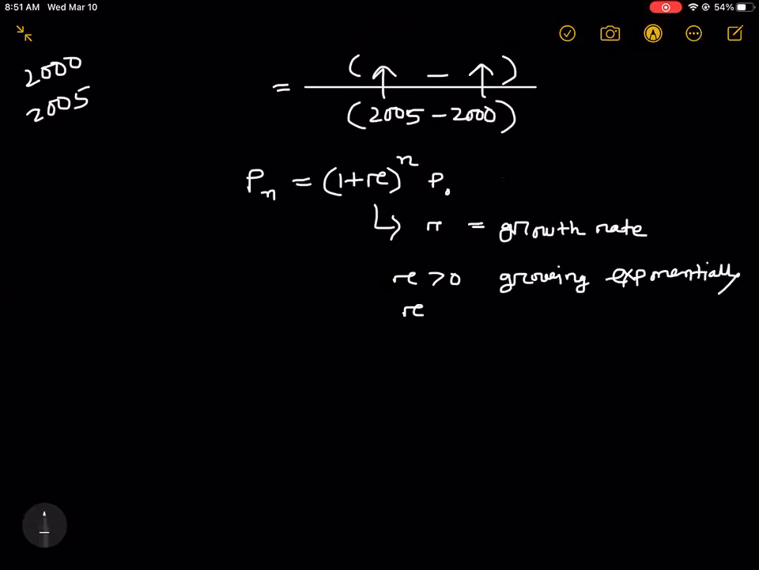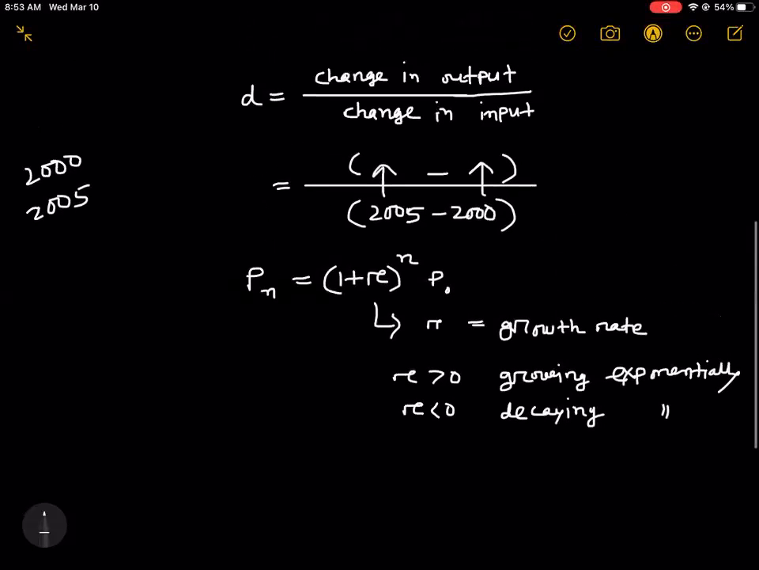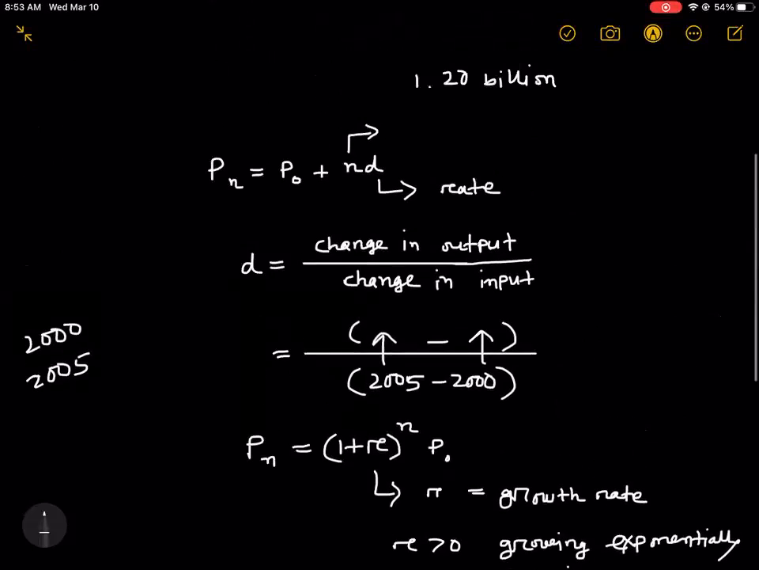And if R is negative, then it's decaying. That means it's getting reduced exponentially, right? Okay. Now look at the given information.